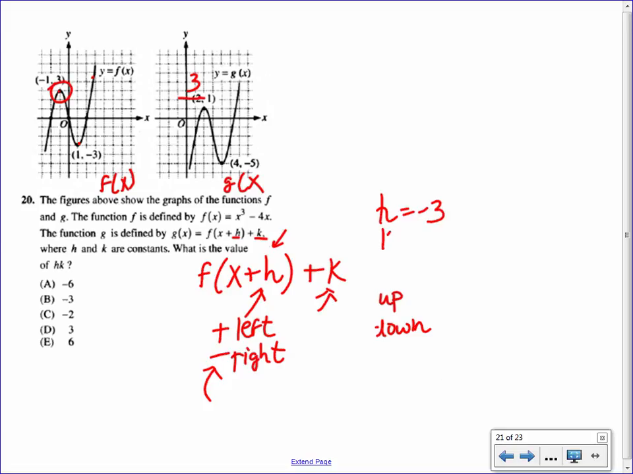So then what is the k value? This is more intuitive. The k value shifts from 3 down to 1, from this graph to this graph. So the k value is going to be -2. And then they want h times k. So -3 times -2. Negative times negative gives us a positive. So the answer is +6.